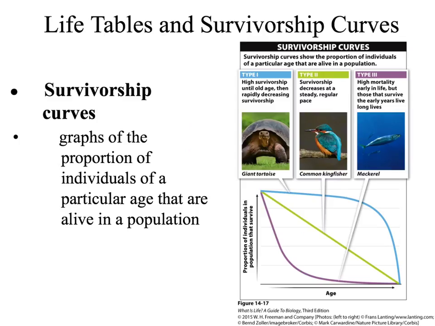Here's another picture of the 3 survivorship curves. Turtles show a Type 1 survivorship curve with high survivorship until old age and then a rapid decrease as they get older. These kingfishers show a Type 2 curve, which shows a steady decrease at a regular pace, a linear trend of decrease over time. Type 3 includes high mortality early in life, and those that survive can live to be very old. Mackerels are an example of a Type 3 curve.